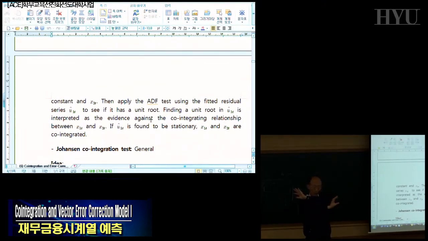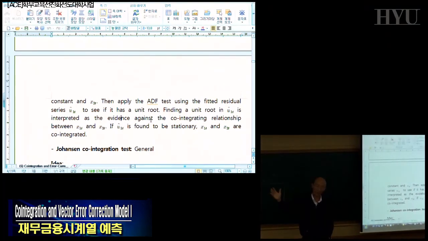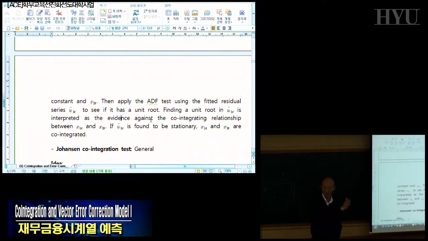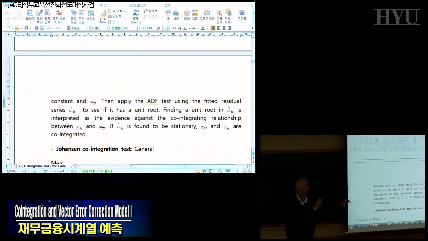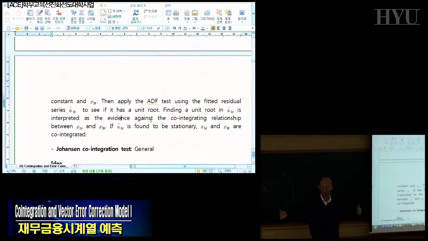Of course, you can calculate this U hat t from running a reverse regression, changing the role of dependent and independent variable, switched like this. But usually the result will be very similar. But the problem is, if you have three variables, three I1s, and try to fit the model, say running a regression of x1t on constant, x2t, x3t, you can get residual. You can also apply unit root test and determine whether these are in fact co-integrated.